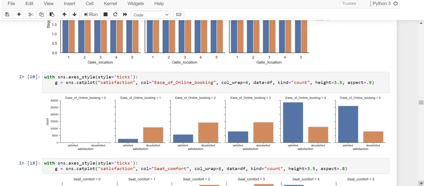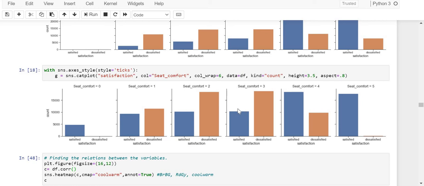Now we will see the ease of online booking. We are trying to group this with the column satisfaction. So for every rating given, we are classifying it into satisfied and dissatisfied. We will see the rating 4 and 5. A lot of satisfied customers have given 4 and 5, whereas a lot of dissatisfied customers have given 3, 2 and 1. Here we can see the dissatisfaction graph is more than the satisfaction graph.